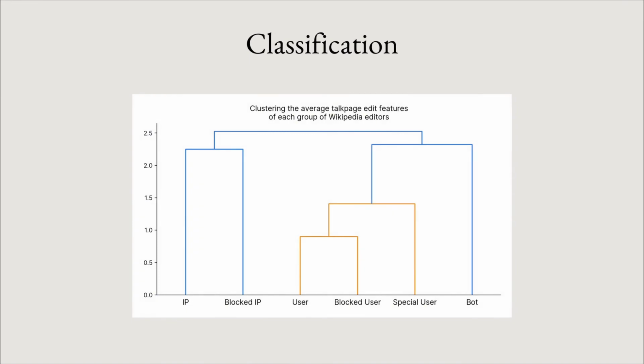We verified the difficulty of this task by clustering the average features of each group using the centroid distance function. We visualized this using a dendrogram, and the lower the clustering is, the more similar they are. We can see that blocked users and users are the most similar on average and are therefore harder to separate and classify.